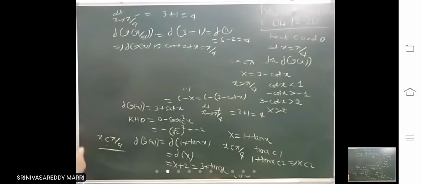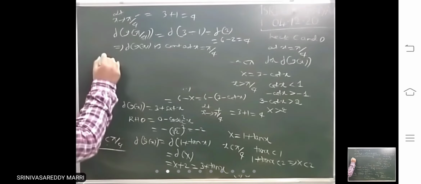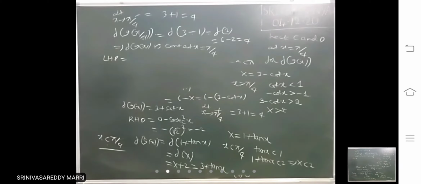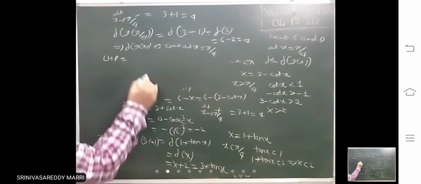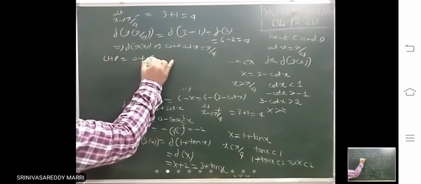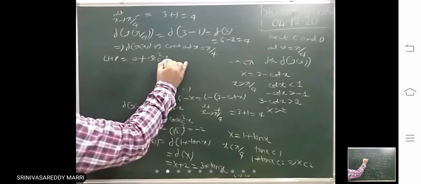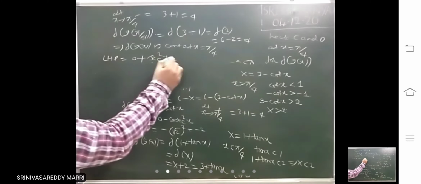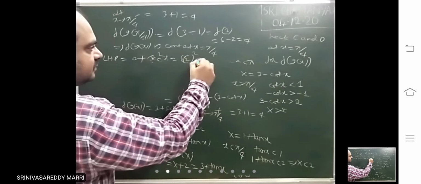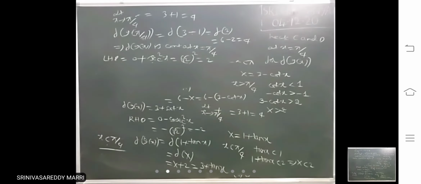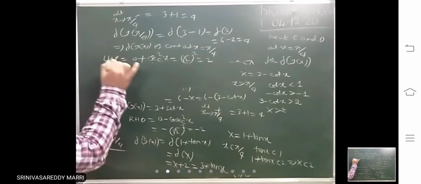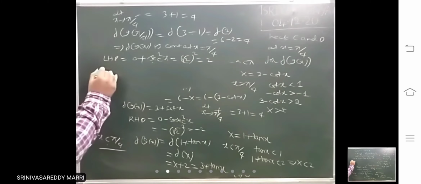Then left hand derivative and right hand derivative, already calculated. Left hand derivative of this, for x less than pi by 4, is 0 plus secant square x. At pi by 4, if you substitute, secant square pi by 4 is root 2 whole square, which is 2. Right hand derivative is minus 2 and left hand derivative is 2 at x equal to pi by 4.